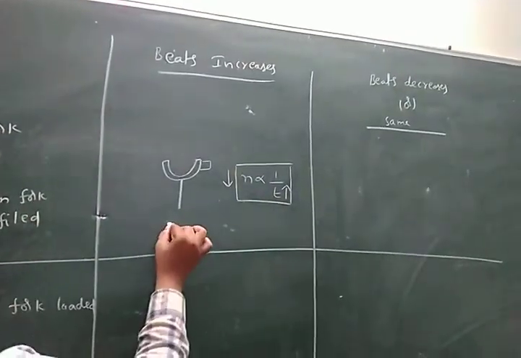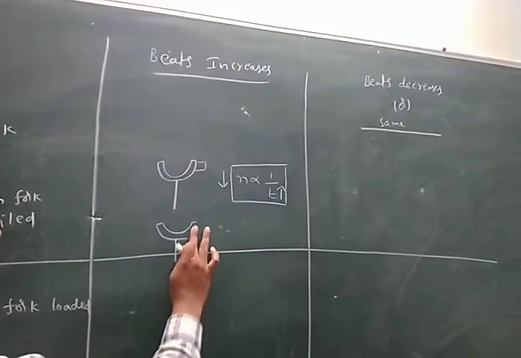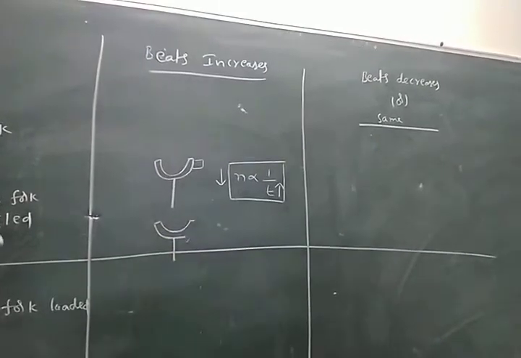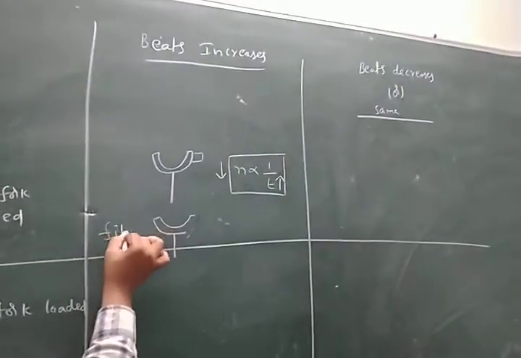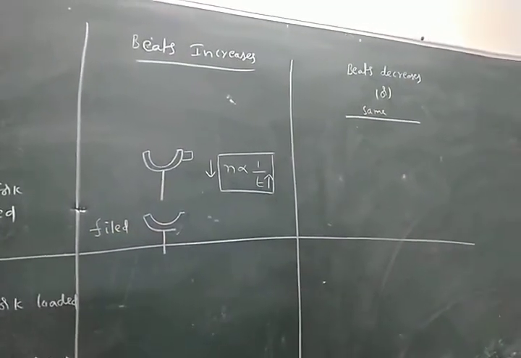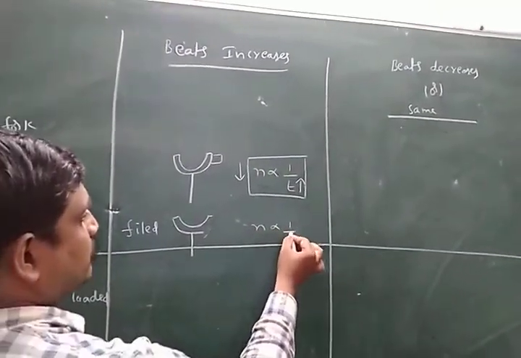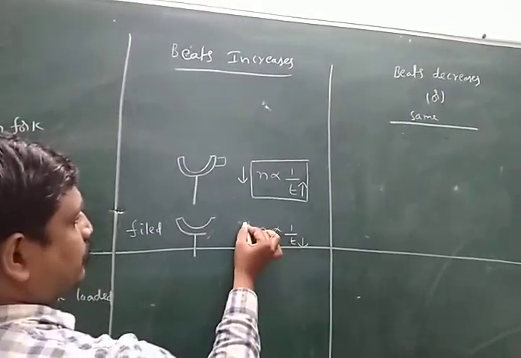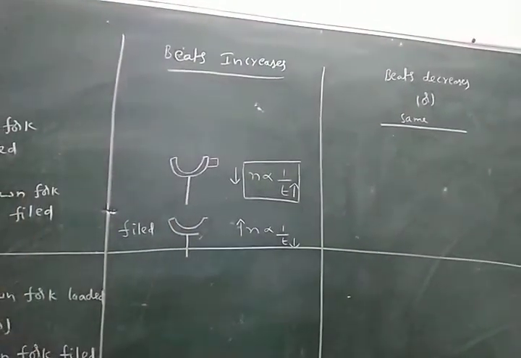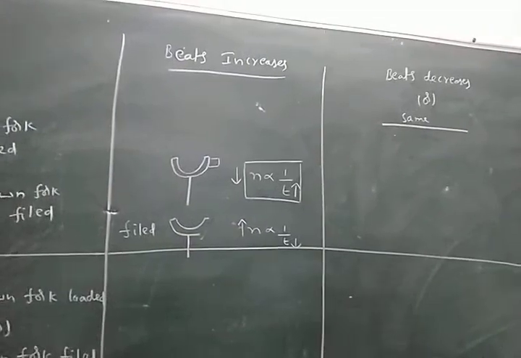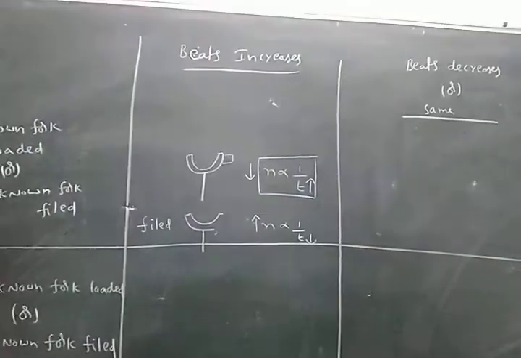And again this is the tuning fork. Here in the tuning fork some part is cut, and that is called filed. Filed means some thickness is decreased. Frequency and thickness are always inversely related. Here thickness decreases, frequency increases. Do you understand? Once again I repeat, loading means thickness increases, frequency decreases. Filing means thickness decreases, frequency increases.